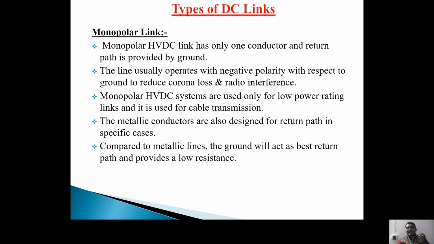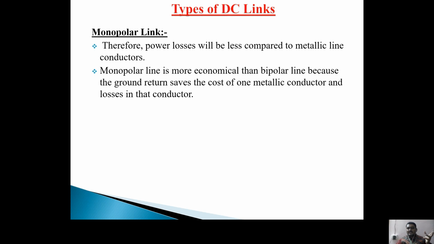Compared to metallic line conductors, the ground acts as the best return path and provides a low resistance. Therefore power losses will be less compared to metallic line conductors. The monopolar line is more economical than the bipolar line because the ground return saves the cost of one metallic conductor and the losses in that conductor.